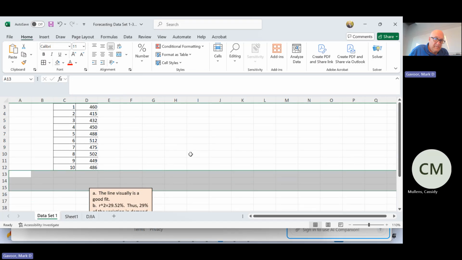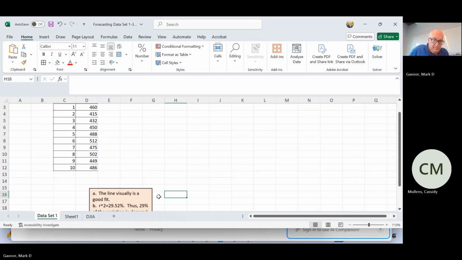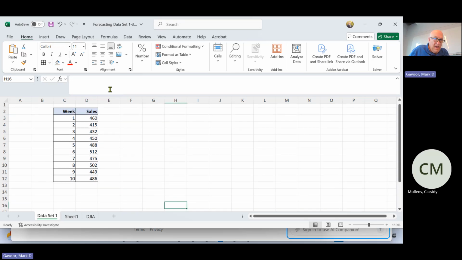Okay, so I have some data. I'm going to get rid of this too. This data is very similar. All the data in the homework is in the 400, 500 range. So the numbers are different. The numbers are going to come out different because the numbers are different. It's that simple.